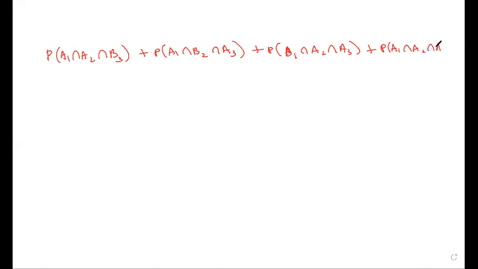Next year you will learn a formula for this. It is known as binomial distribution. For the time being, you'll have to do this the long way. Since the games are independent, you can directly multiply.